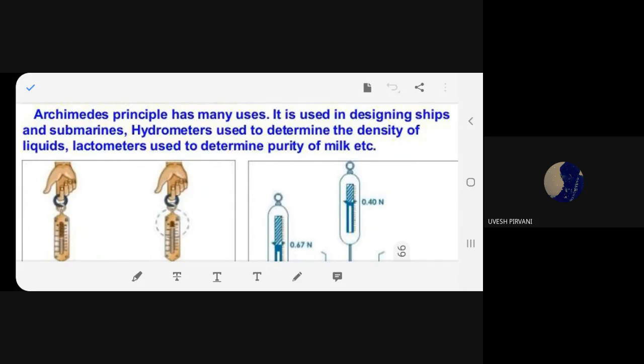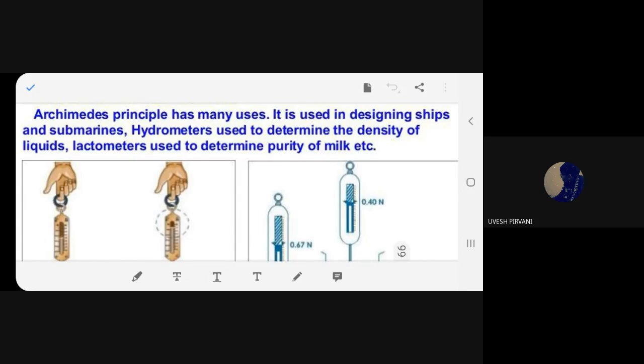Archimedes' principle has many uses. It is used in designing ships and submarines. Hydrometers are used to determine the density of liquid. Lactometer is used to determine the purity of milk, etc. Where are we applying this Archimedes principle? What are the applications? It has got several uses. First, we use it for designing ships and also submarines.